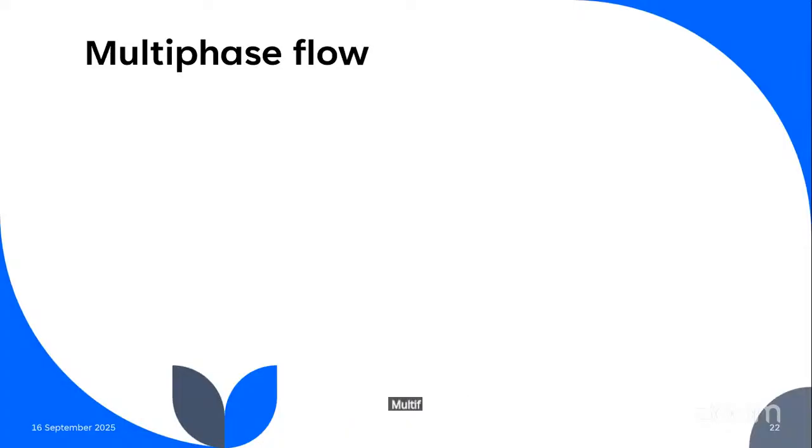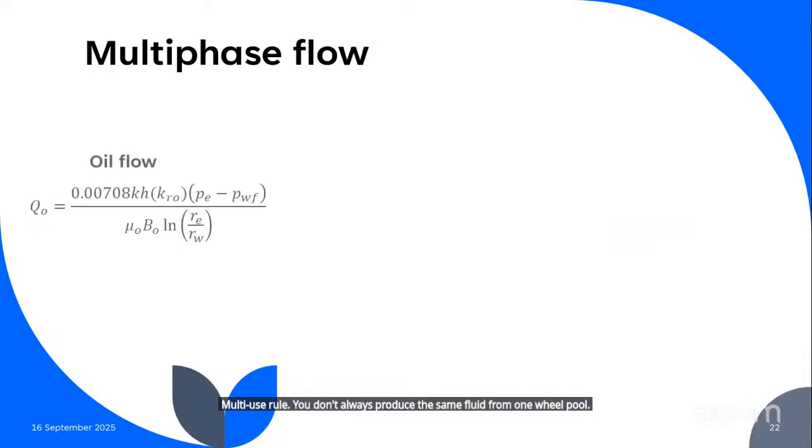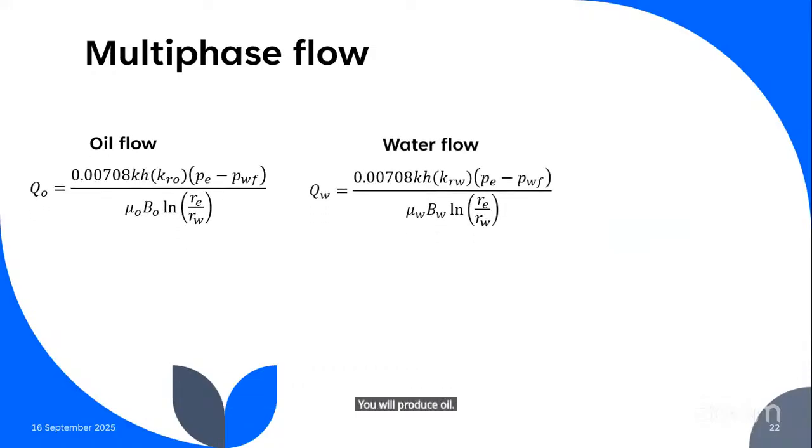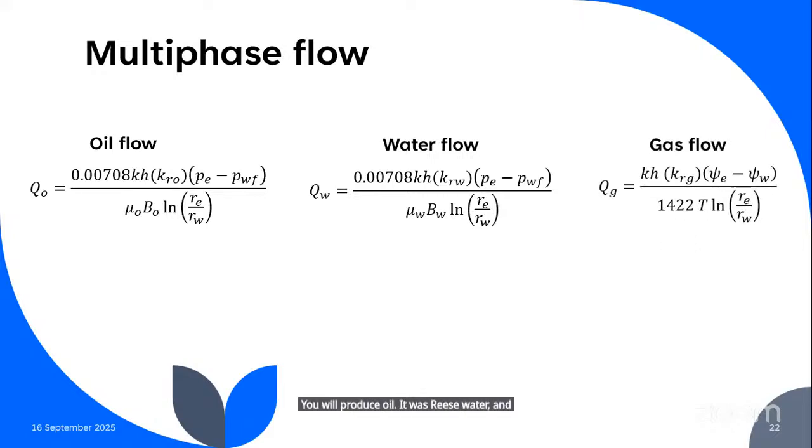Multi-phase flow. You don't always produce the same fluid from one well bore. You will produce oil, you will produce water, and you will produce gas. Sometimes all of them together, sometimes only oil and gas, sometimes gas and water. It depends on whether it's a gas reservoir or an oil reservoir. But let's say you will have water flow with your petroleum product, either oil or gas.